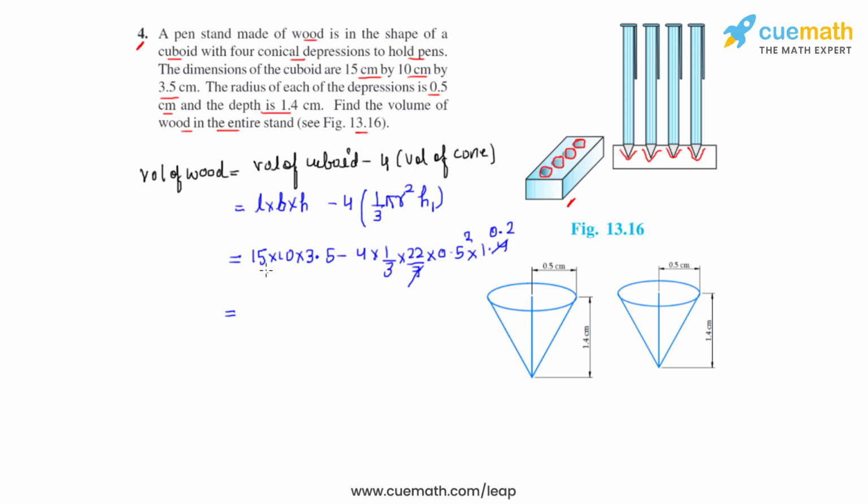On further calculation, we get the product of 15 times 10 times 3.5 as 525 and the product of this as 1.47. So doing the subtraction gives us the difference as 523.53 centimeter cube. And this is the volume of the wood in the entire pen stand after scooping out, or after subtracting the volume of 4 conical depressions from the volume of the cuboidal block that we initially had.